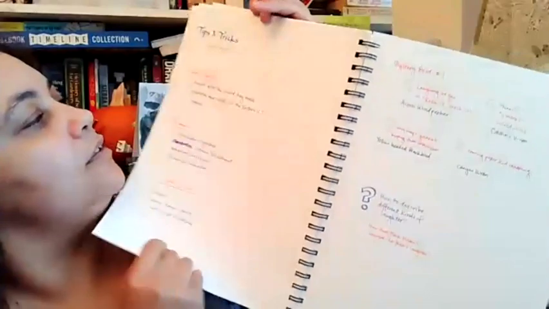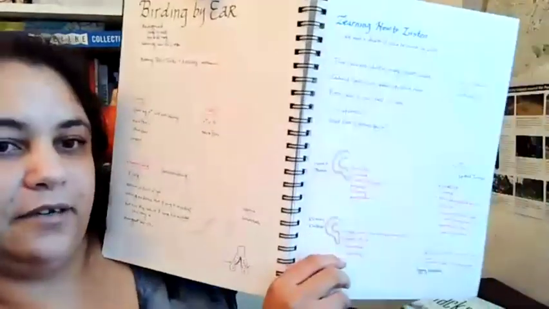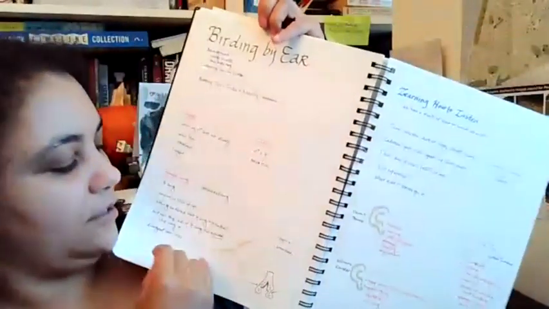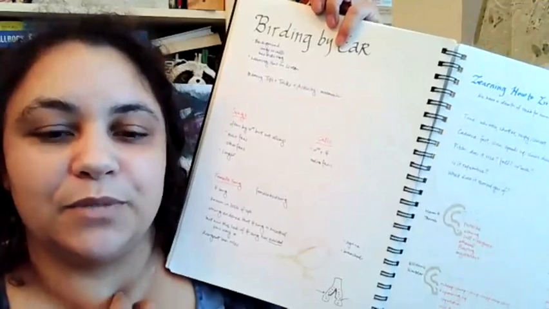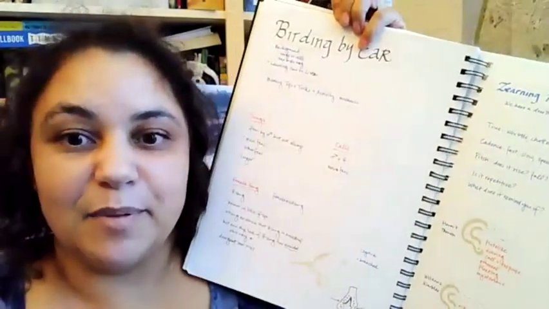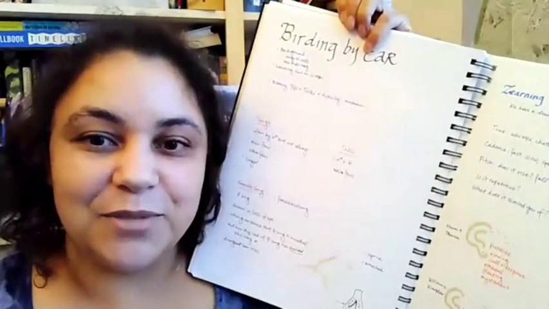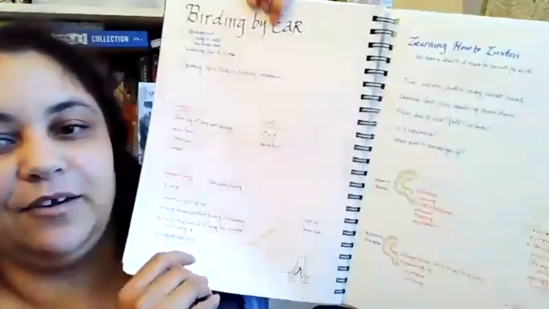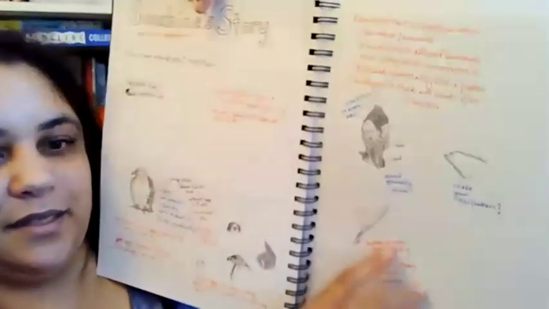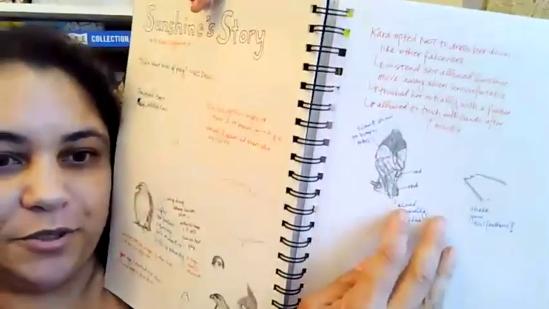Let's see here. Bird by ear. Thank you for that, the lady who led that one. Learning about the syrinx and the way that birds have split vocals is why they can make the noises so quickly and also make them at the same time. So I think a lot of people are actually really good at bird calls, but if you can't, you can just blame the fact that you don't have a syrinx. You have a larynx.